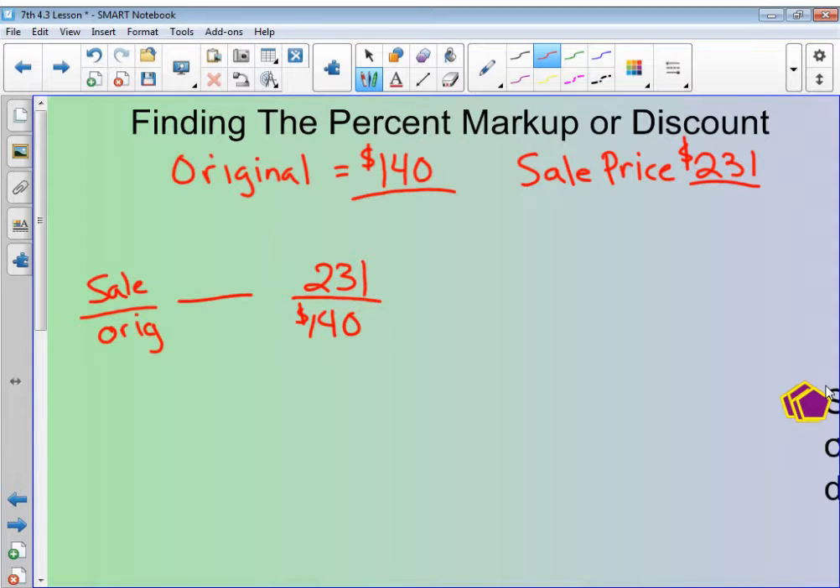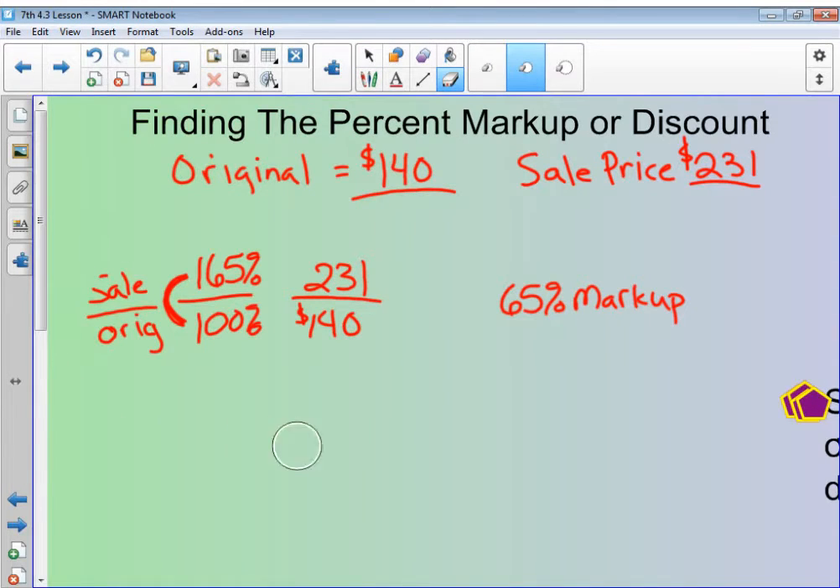Okay, and then if I want to use proportions, I can. This would be 100%. Cross multiply divide, or I can do the 231 divided by 140, which gives me 1.65. If I did the proportion, cross multiply divide, it would give me 165%. So remember, we want to know how much it was changed. What was the change between these two? So when we subtract between those, we find out it was a 65% change and it was marked up, because it was bigger than the 100%.